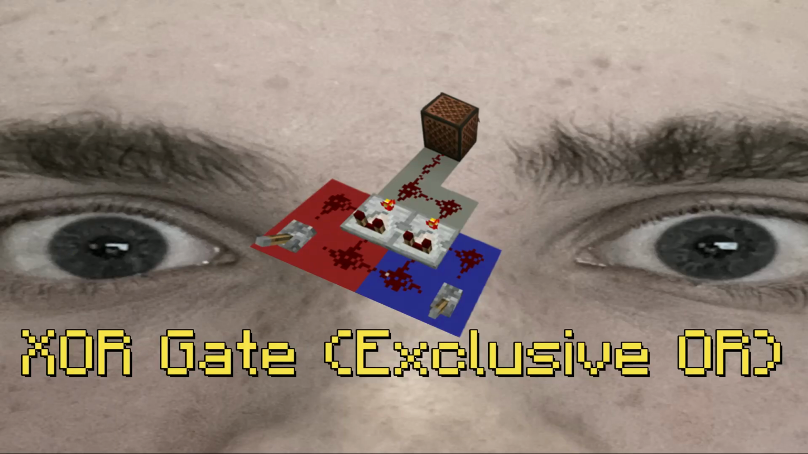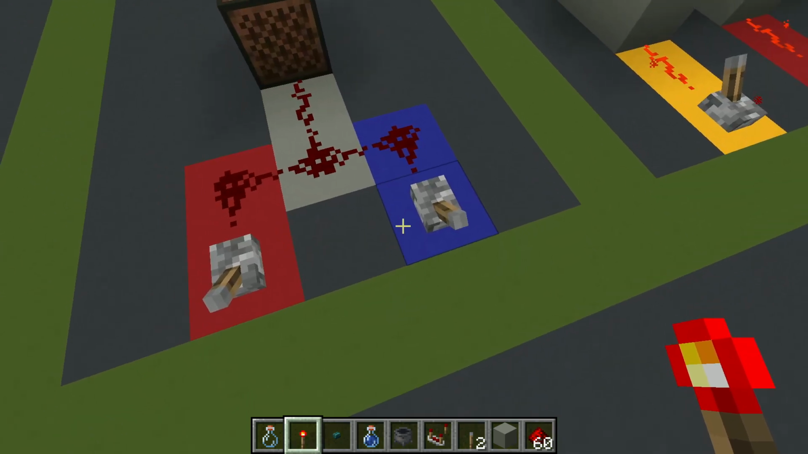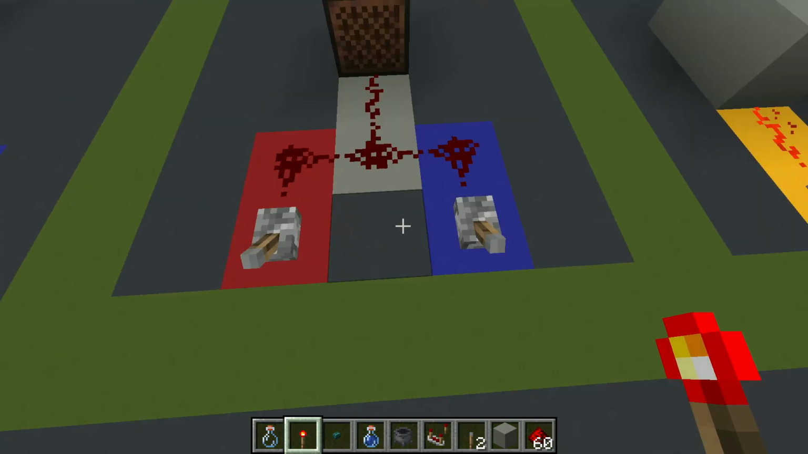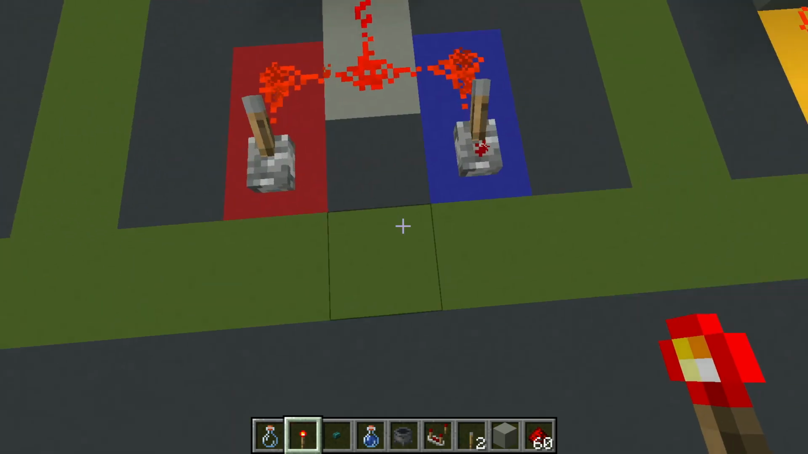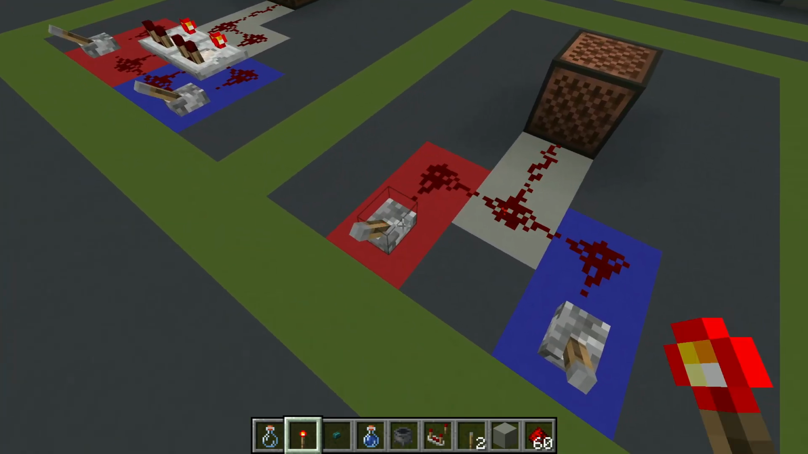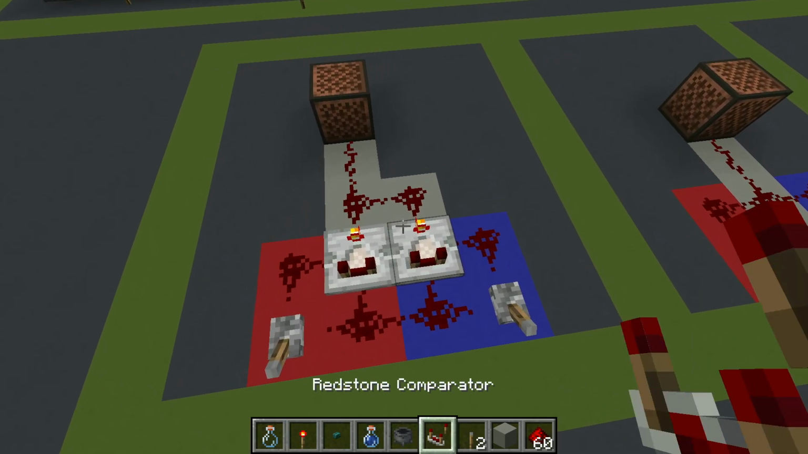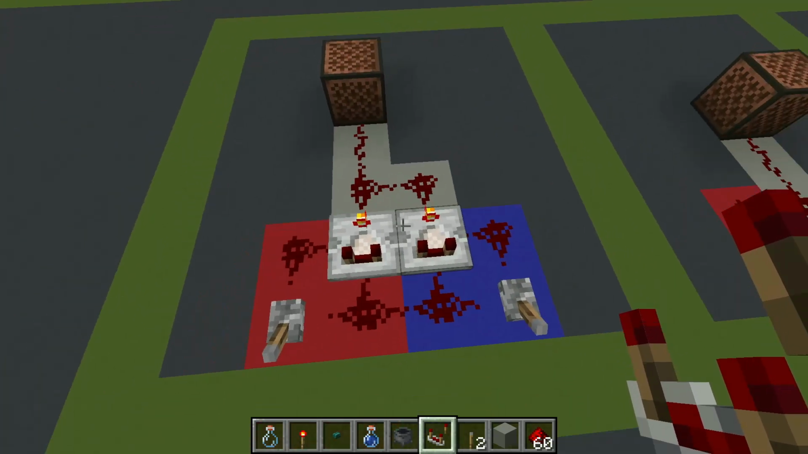XOR gates. Now, what you might wonder is how can I make it so that only one or the other occurs, right? Not both. So if both are on, we wouldn't want this line to be on, only if one is on. And that's where the exclusive OR gate comes in. So the exclusive OR gate actually makes use of the comparator subtraction.